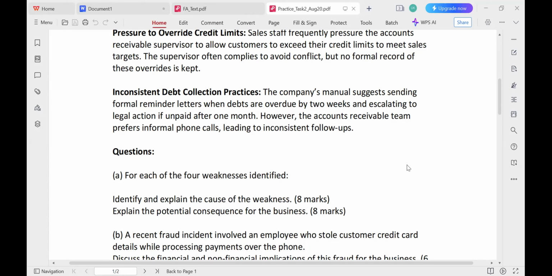So the cause is that the accounts receivable team's preference for informal calls over formal procedures outlined in the manual leads to inconsistent follow-up on overdue payments. And the consequence is that this inconsistency can result in delayed or missed debt collections. So this will lead to cash flow issues and increase the potential for uncollectible debts. Okay, all right.